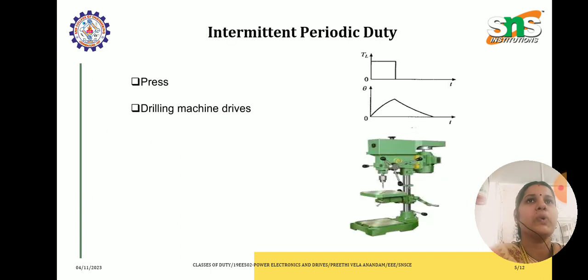The next one is called intermittent periodic duty. Here, the motor operates for some time and there will be some rest period. In both cases, the time is insufficient to rise the temperature to the steady state value or cool it to ambient temperature. It is seen in the cases of press and drilling machine drives. You can see this picture here.